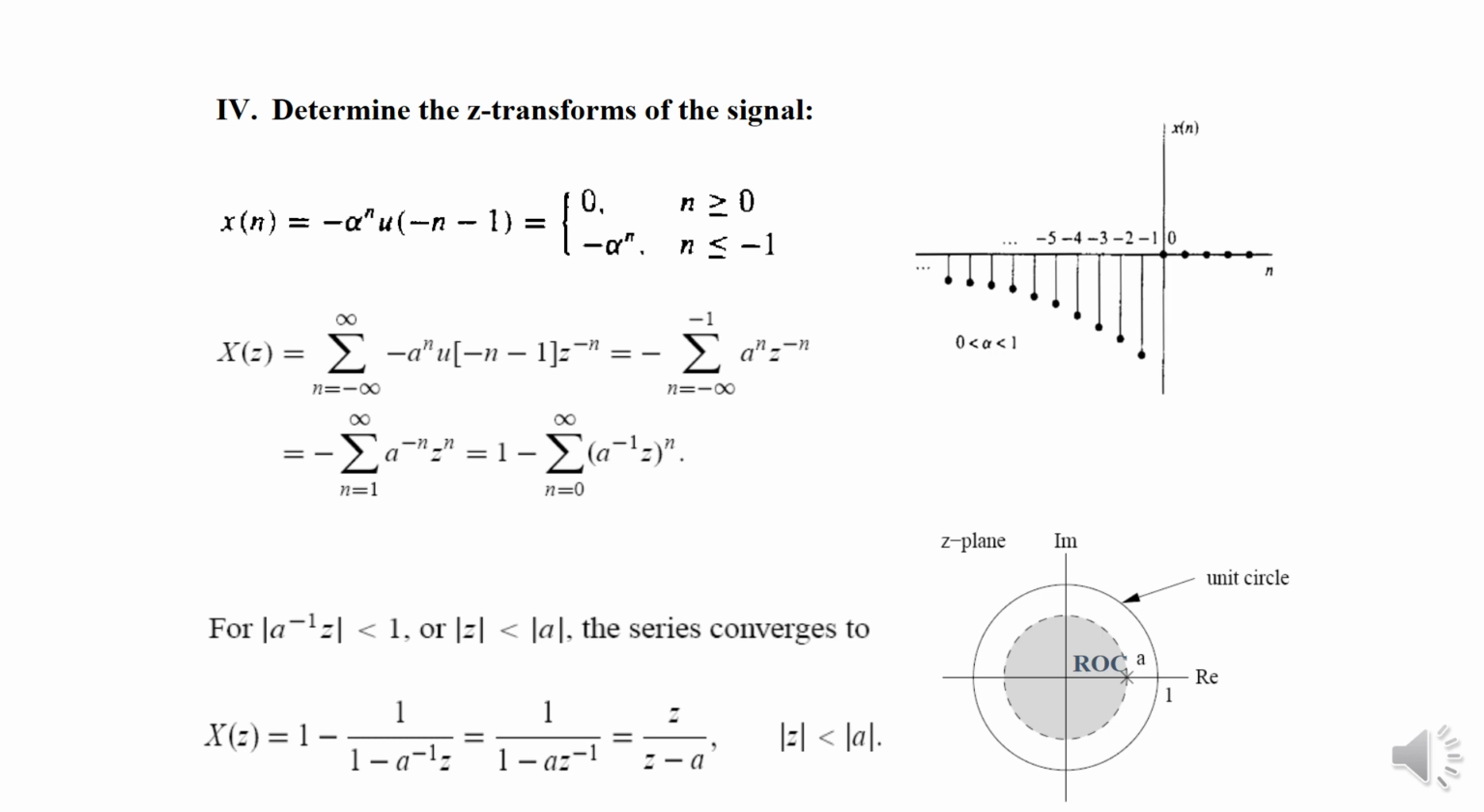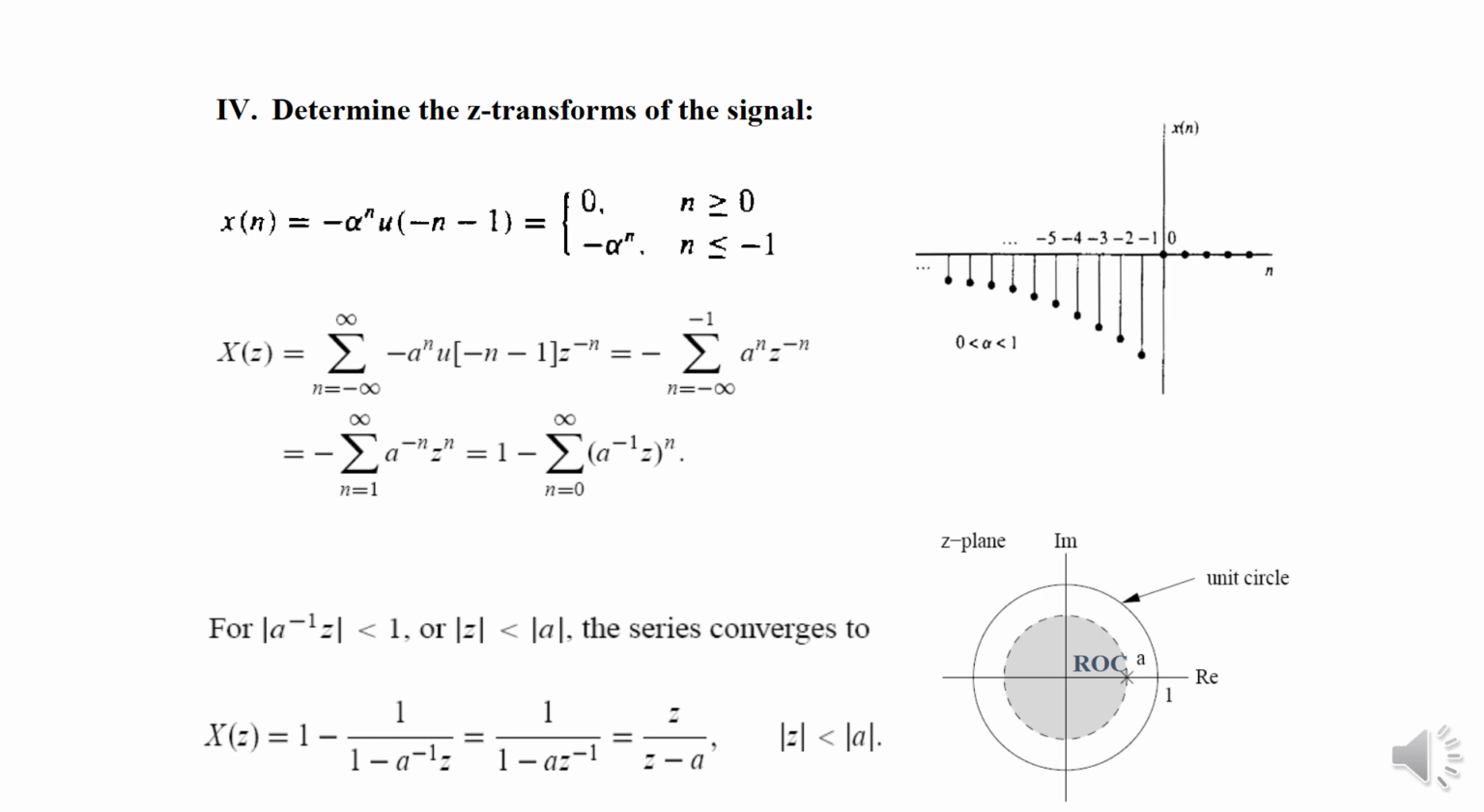Next example, x[n] equals minus a to the power n u[minus n minus 1]. That is drawn in the graph. You can see x[n] drawn in the graph. So x[n] will exist from minus 1 to minus infinity.